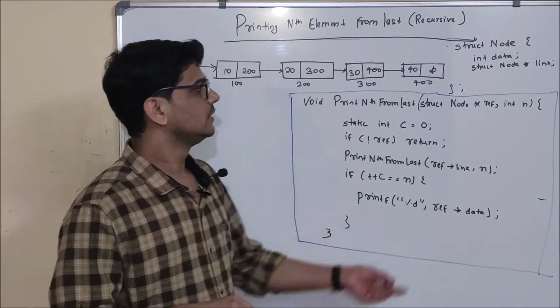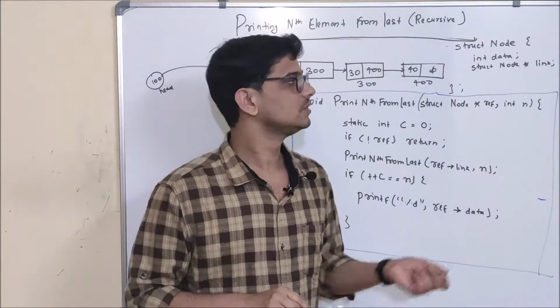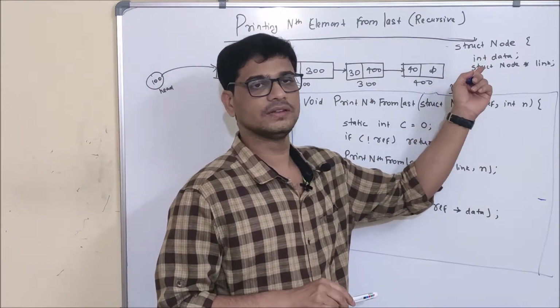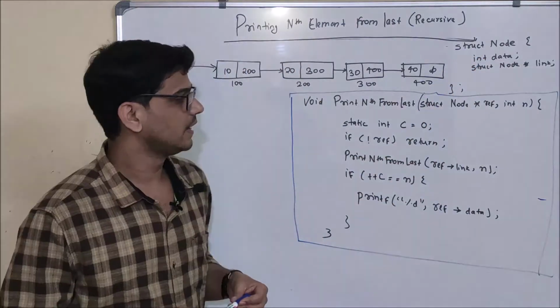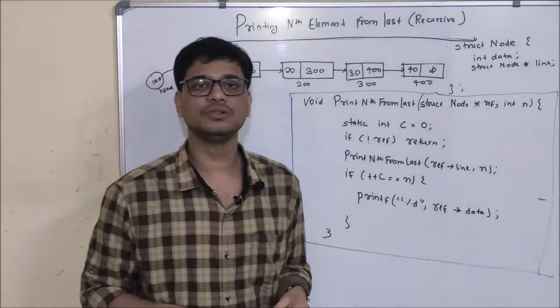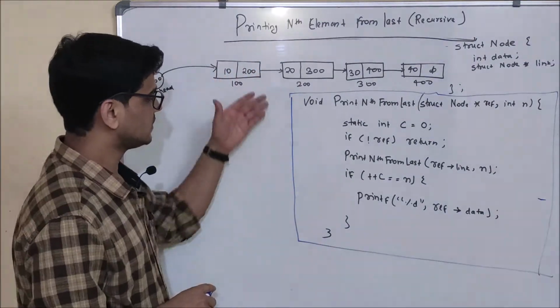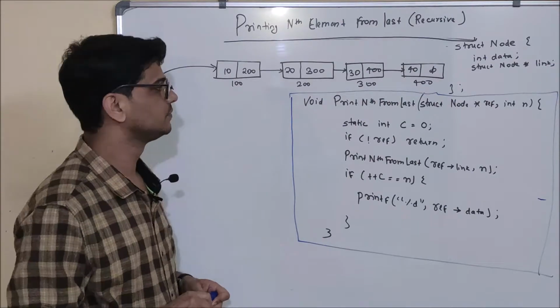So first of all, this is my definition of node of a linked list. It is having two parts, data which is of integer type and a link pointer. And this is my recursive program which I am going to use today. As you can see here, see how short this particular program is.